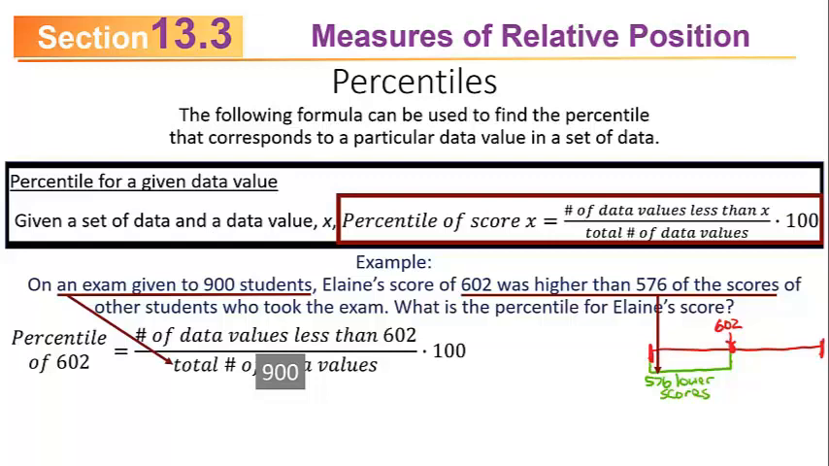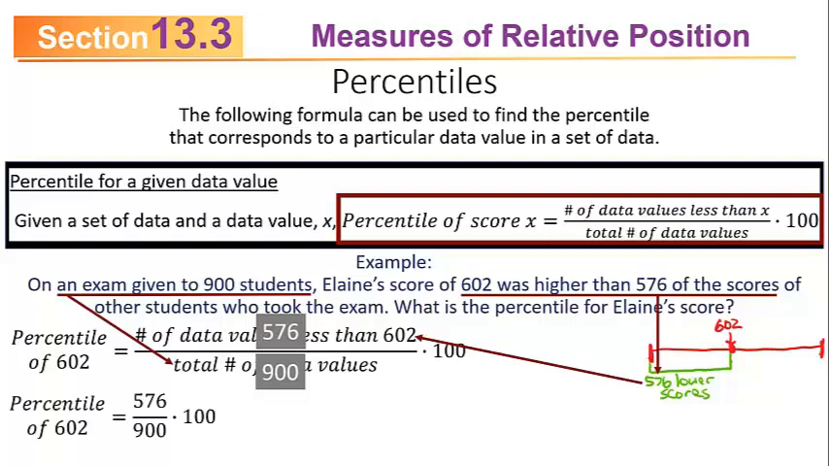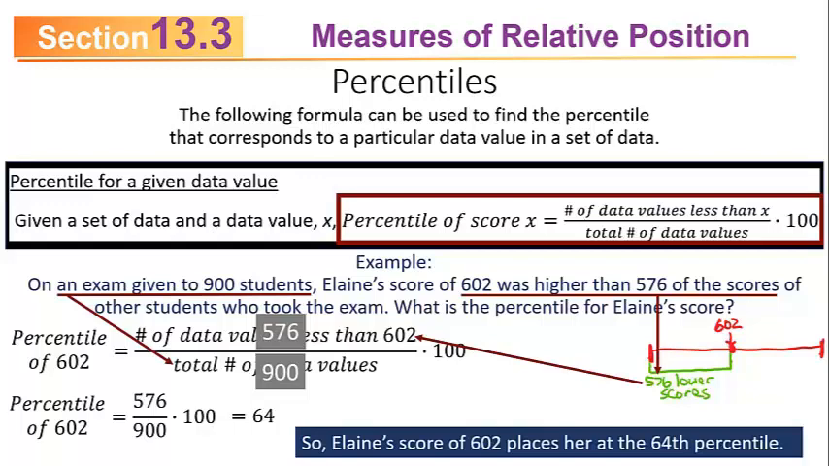But the problem says that 602 was higher than 576 of the scores. If you just look at that visually, that means that the 576 scores they talk about are lower scores because Elaine's score of 602 was higher than those 576. So that's the number we need for the numerator, 576, and simply multiply that by 100. If you do that arithmetic, you'll find out that it comes out to be 64%. So Elaine's score of 602 places her at the 64th percentile.